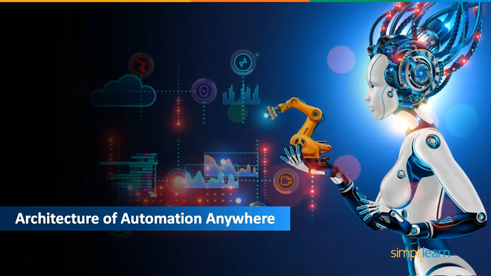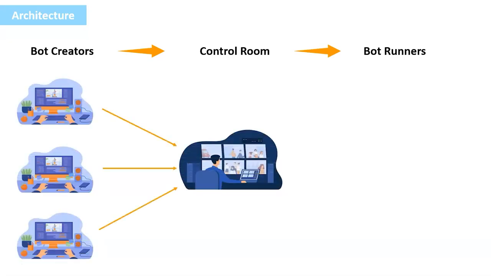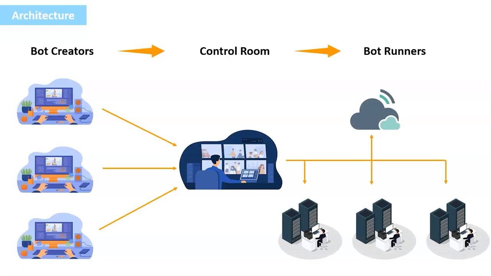Let's look at the architecture of Automation Anywhere. The Automation Anywhere platform is built using a distributed architecture. The Enterprise Control Room, a web-based platform that manages the development and execution of the digital workforce, provides centralized management. Bot creators and bot runners are linked to the Enterprise Control Room.